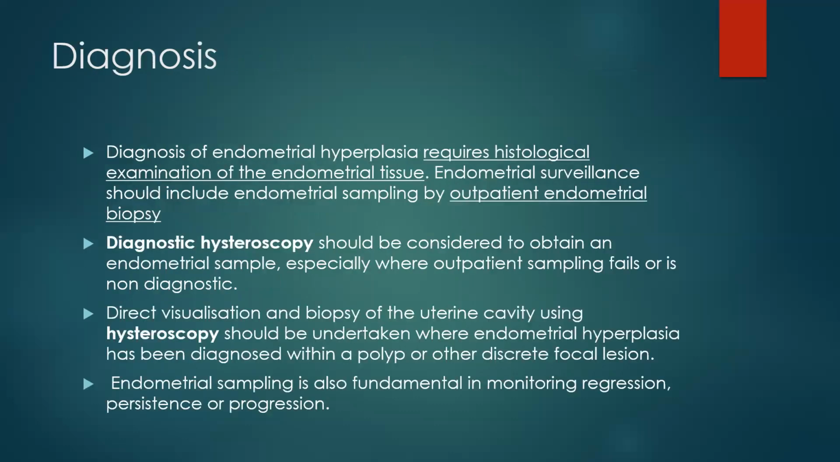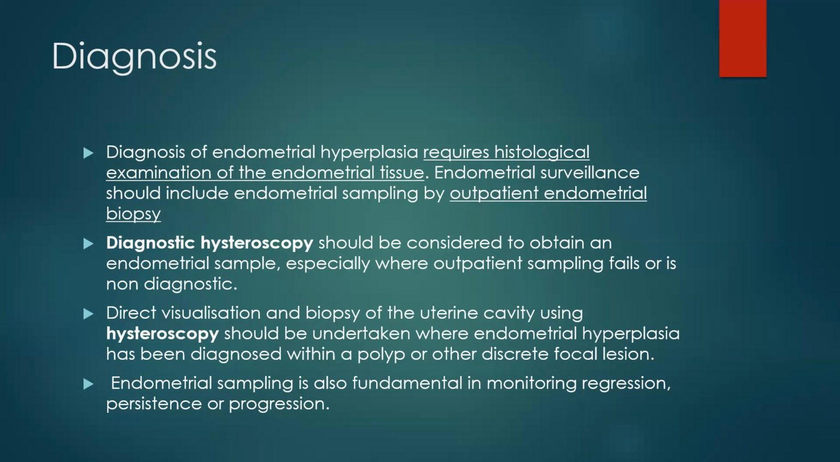So when a patient comes with a complaint of irregular bleeding, we take a history, and from the history we learn whether there is weight gain or polycystic ovarian disease, and we must ask the patient whether she is taking any hormones, HRT, or tamoxifen. The diagnosis of endometrial hyperplasia is mainly made on histological examination of the endometrial tissue. Normally, when a patient comes, we suspect she might have endometrial hyperplasia.